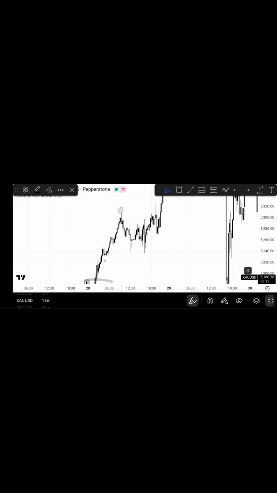So look at here, we have our higher high and we have our higher low here. Then price took it out. Price broke this whole structure here. You understand?